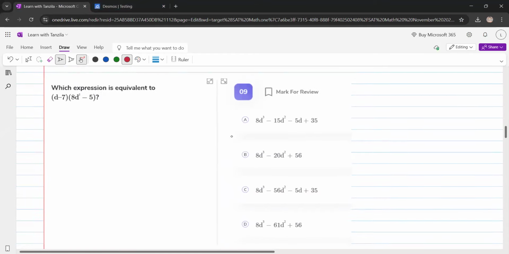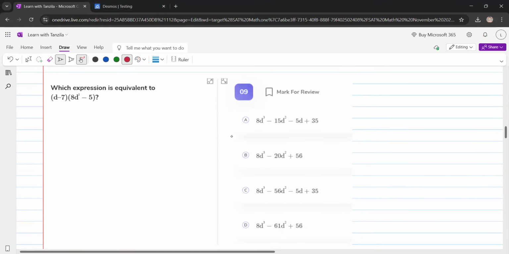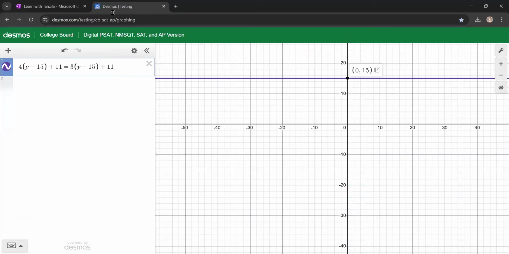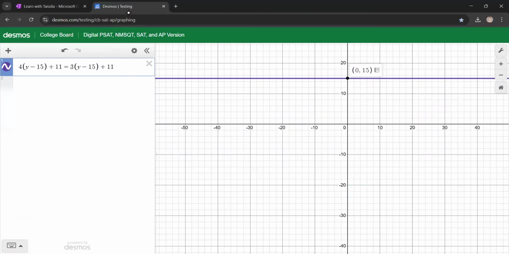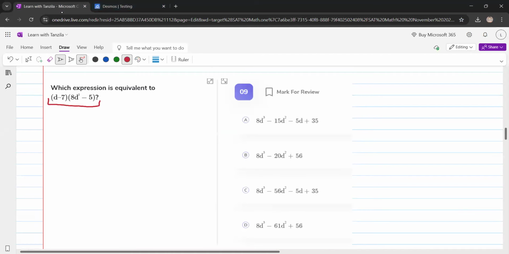Question 9. Dun, dun, dun. We have a question. This you need to do. If you want to do it in Desmos, you write it in one place, let's say here. Once you write it, you check all the options. You type in all the options and check which one is matching the curve.